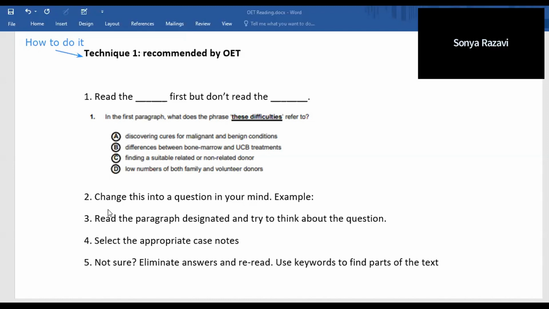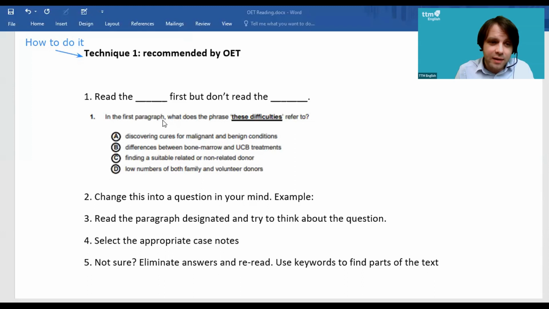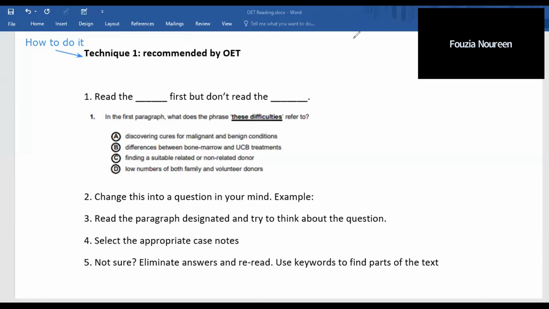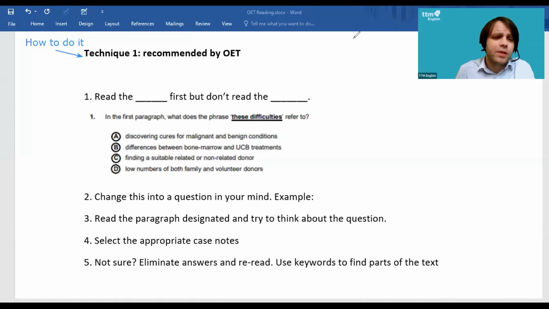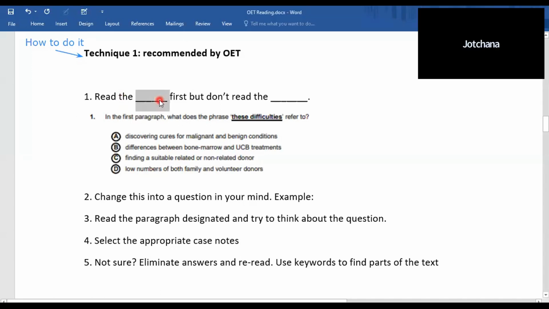So I want you guys to write this down in a second, okay? Before we start practicing. But there's some missing words here, aren't there? So let me ask a random person. Novi, are you there? What's the missing word here? Step 1, read the question first.